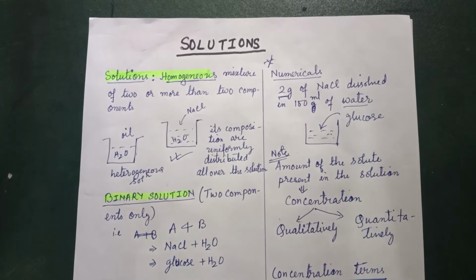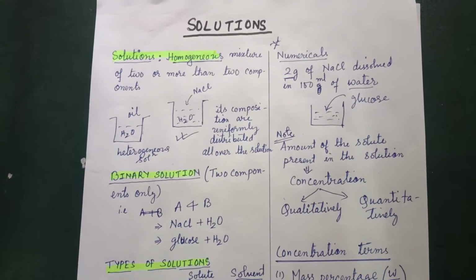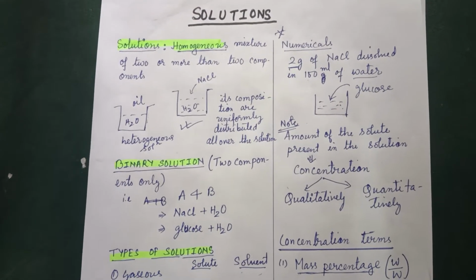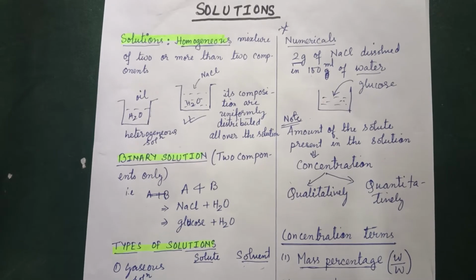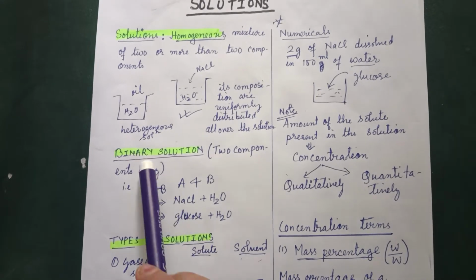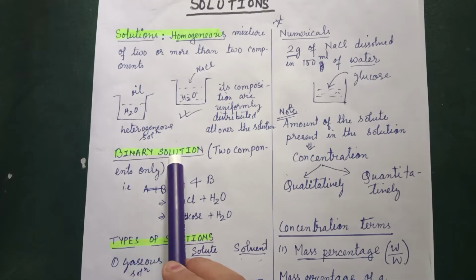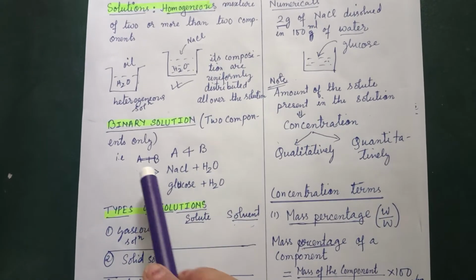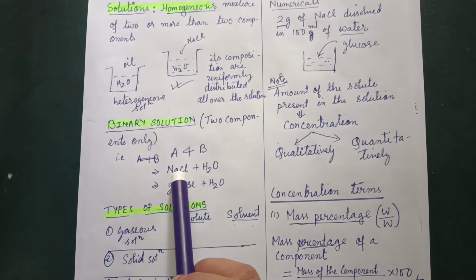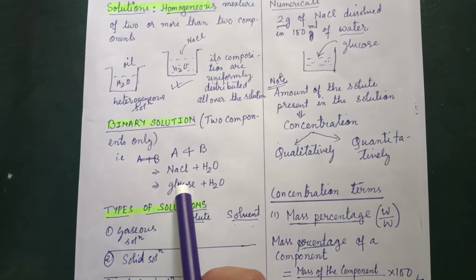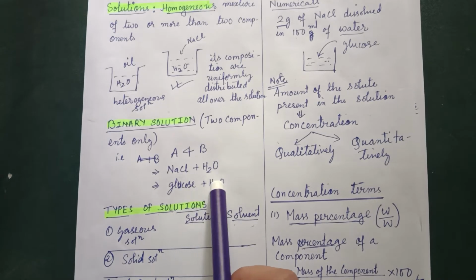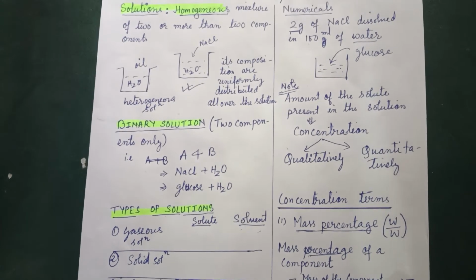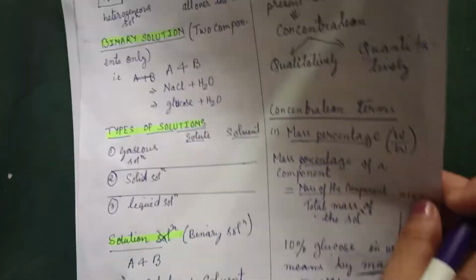Now in this chapter we are going to deal with the binary solution only. Binary means two components only. So whatever you mix, if the components are two, that is called a binary solution. Here I have just taken two components, A and B, or we can say NaCl plus water, glucose plus water, and many others.